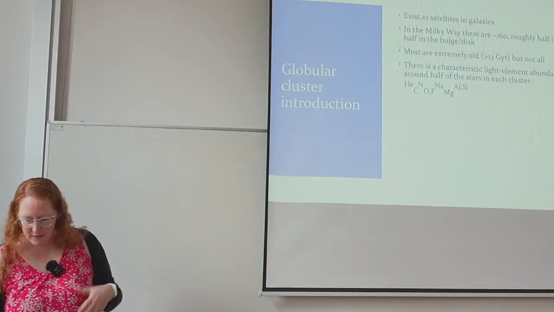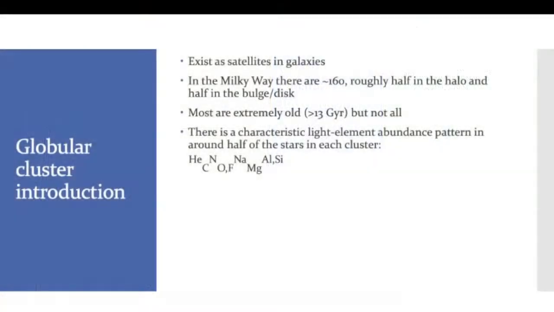So globular clusters, of course, are very old. They're satellites of bigger galaxies, all of that. But one of the things that's really puzzled us for a long time about them is that the abundances are not well behaved. So they tend to have a single metallicity, although the more we look, the more clusters have two or a range or something like that.